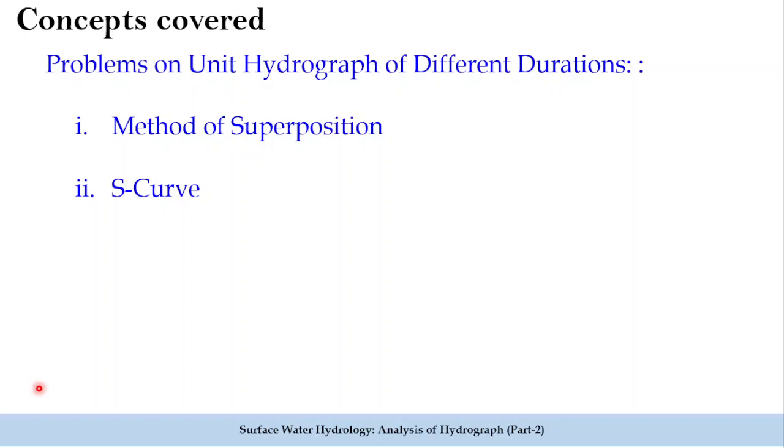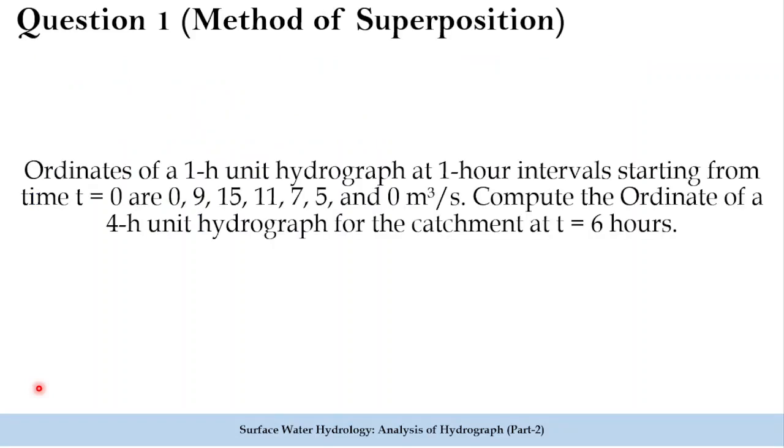Today we will be focusing on two aspects, that is the method of superposition and S-curve. So let us start with the first question on method of superposition. Let me read the problem. Ordinates of a 1 hour unit hydrograph at 1 hour intervals starting from time t equal to 0 are 0, 9, 15, 11, 7, 5 and 0 meter cube per second. Compute the ordinate of a 4 hour unit hydrograph for the catchment at t equal to 6 hours.